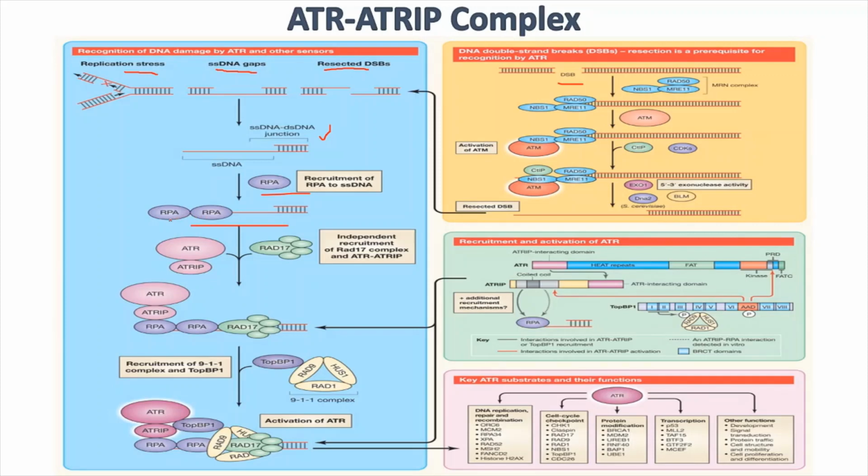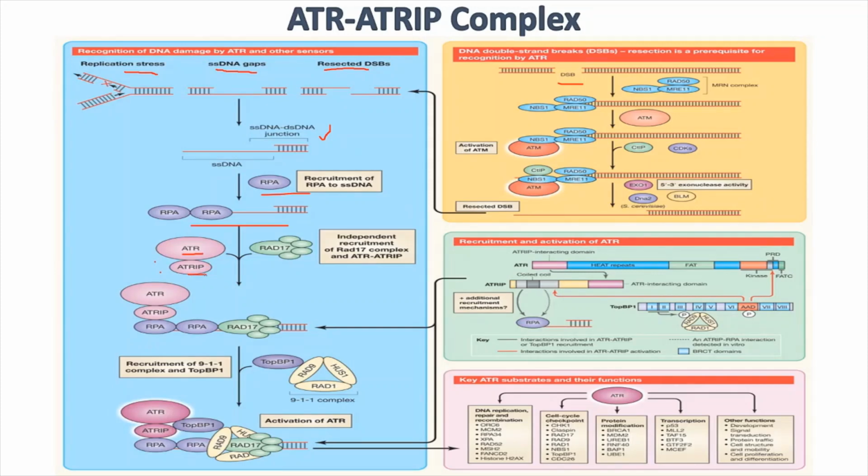and a chain of RPA units is what brings forward the recruitment of the ATR as well as the ATRIP. So ATR is actually the short form. The full form of ATR is ATM and RAD3-like protein. It is a kinase. It has kinase activity, and ATRIP is ATR interacting protein.